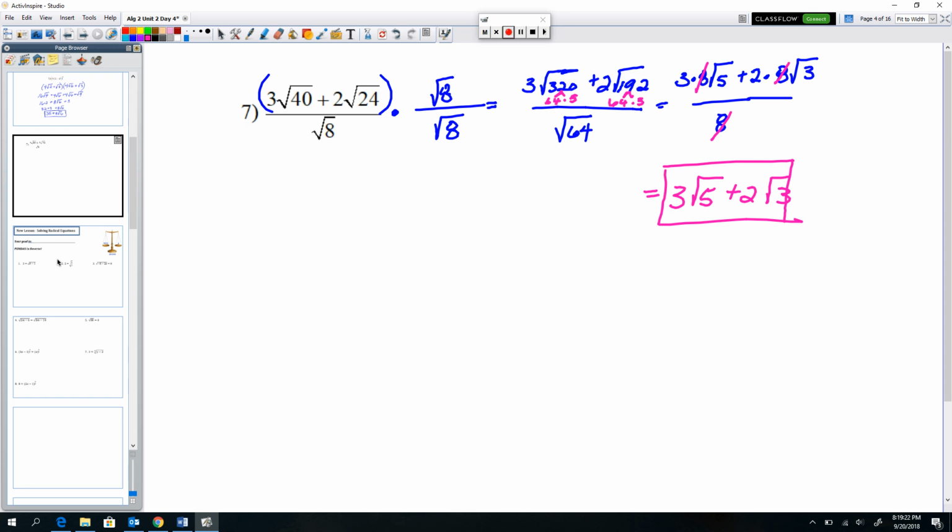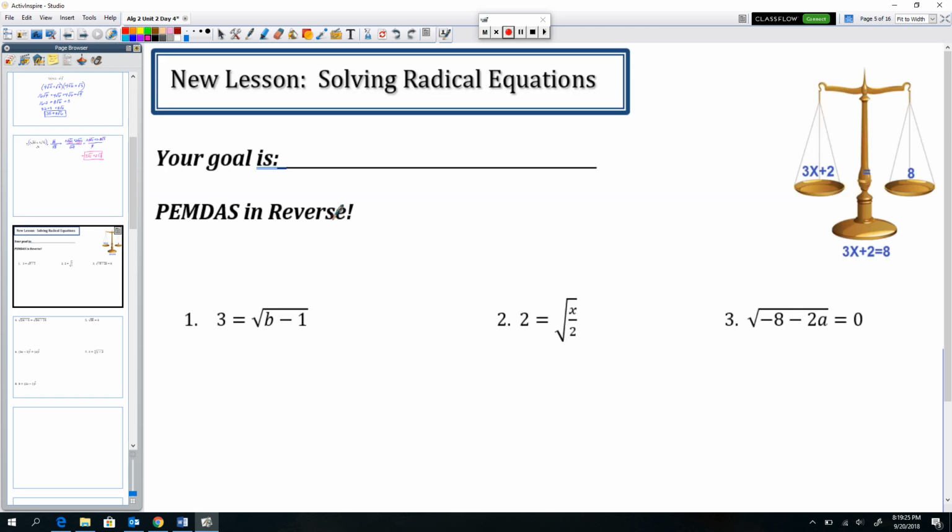Now, solving. Your goal in solving radical equations, and by radical equations we just mean there's an equal sign and somewhere in the problem there's a radical that we need to take care of, is to isolate the variable. Isolate x, isolate b, isolate a, isolate the variable, right? Find out what it equals.